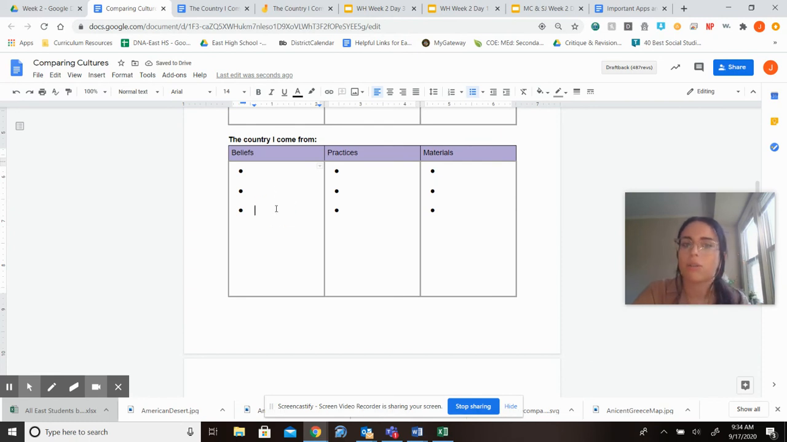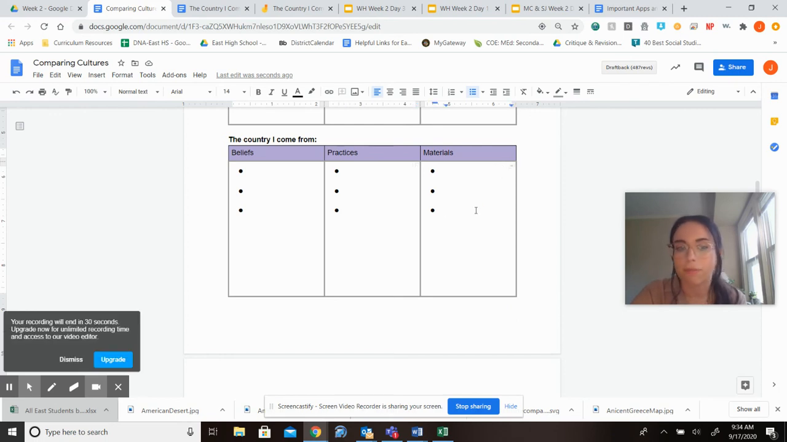What do we believe in our culture? What do we do in our culture? What can we touch? What is a material or an item from our culture?